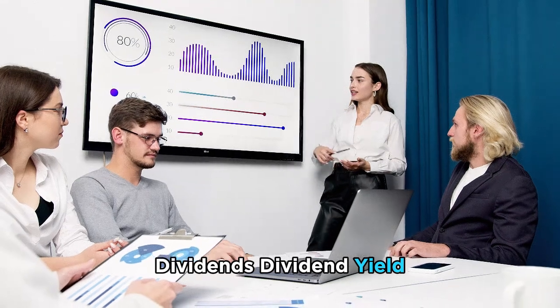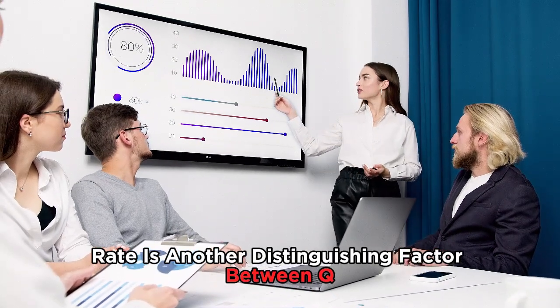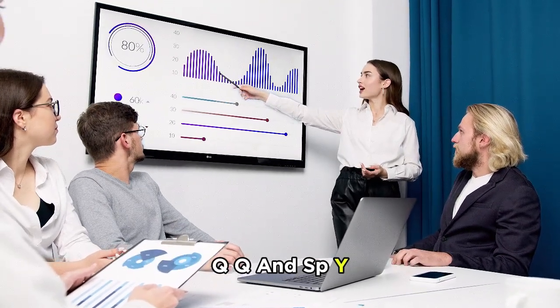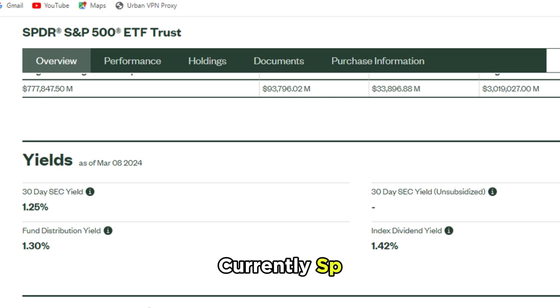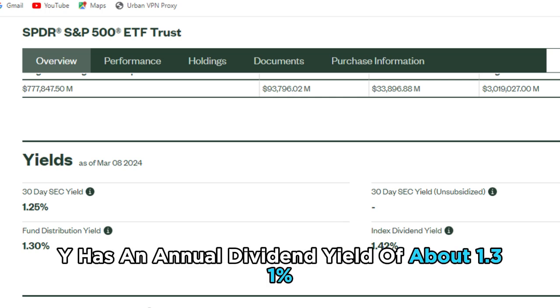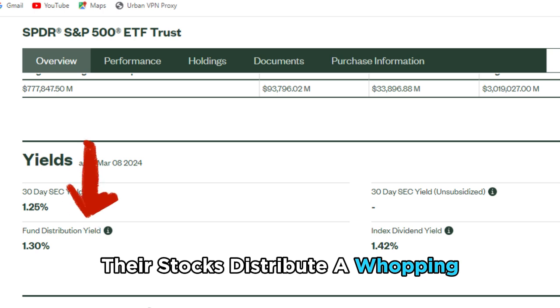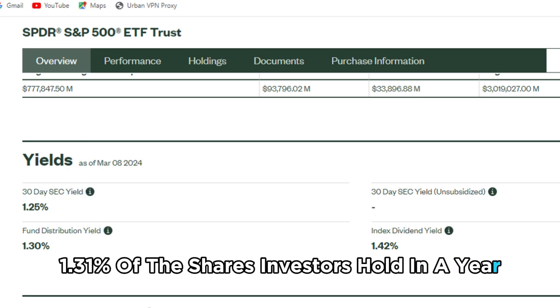Dividends. Dividend yield rate is another distinguishing factor between QQQ and SPY. Currently, SPY has an annual dividend yield of about 1.31%. Their stocks distribute a whopping 1.31% of the shares investors hold in a year.